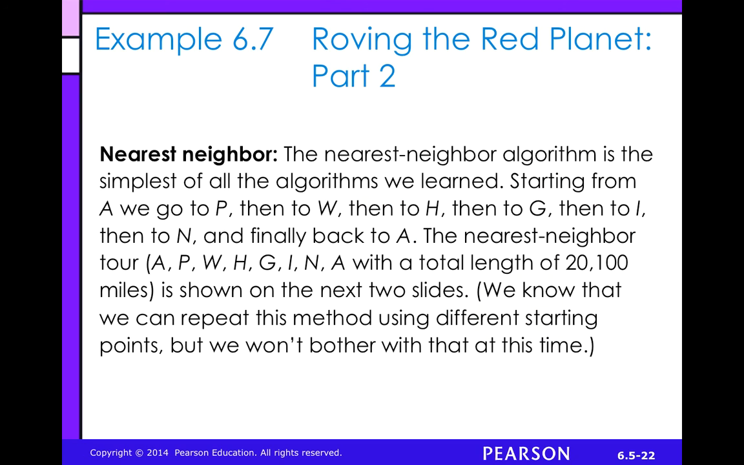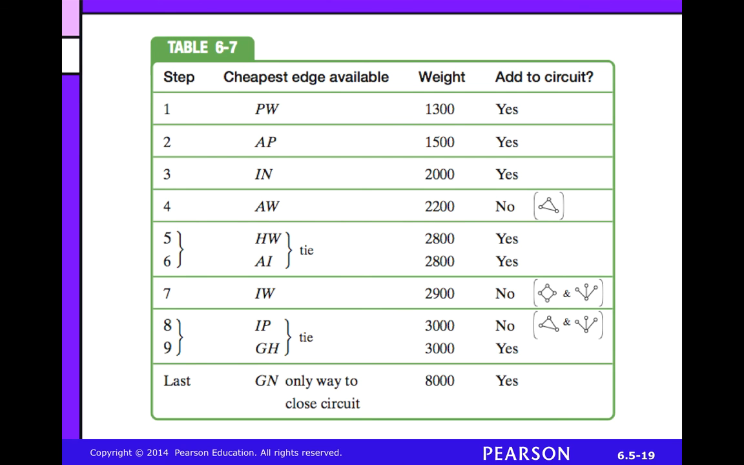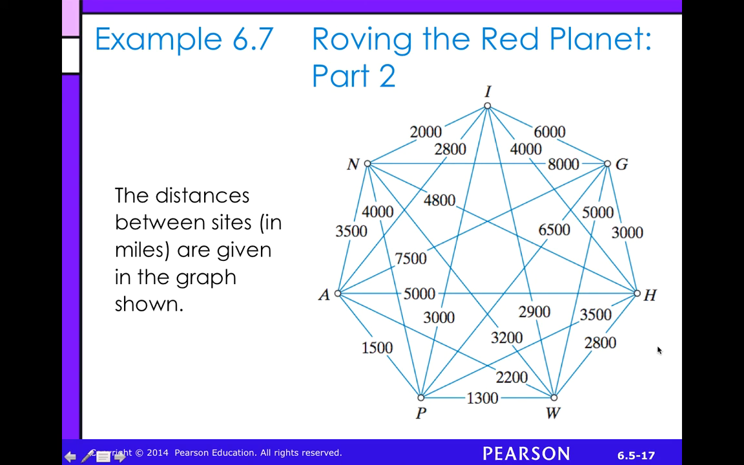Just for the sake of fun here, let's do nearest neighbor on the same graph and see what happens. So where's the original graph? Okay, so starting at A, where should we go? Go down to P, P to W. From W, where do we go? Looks like we go to H.